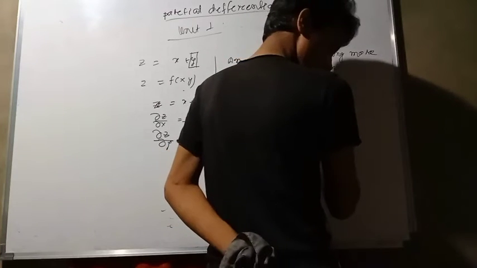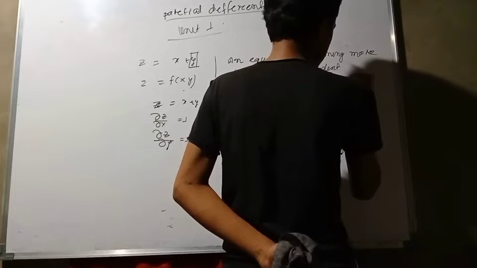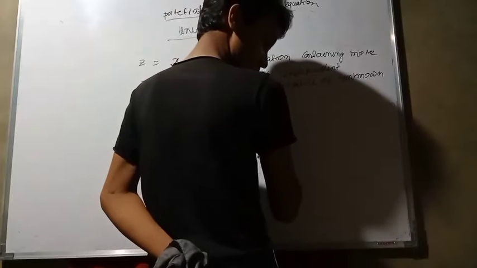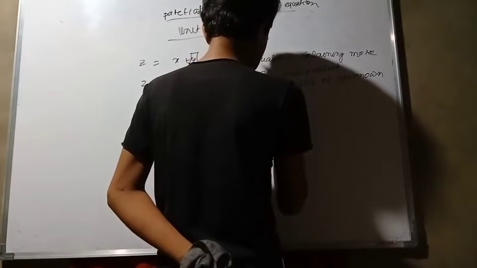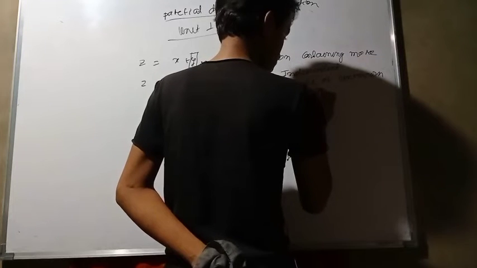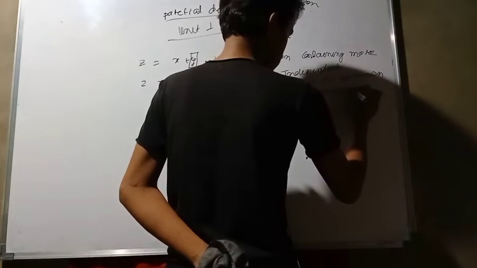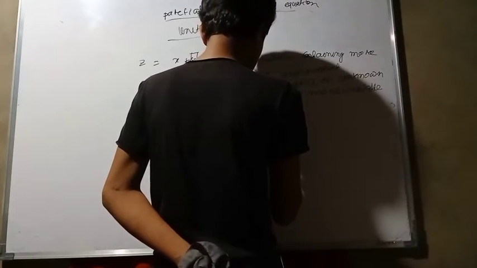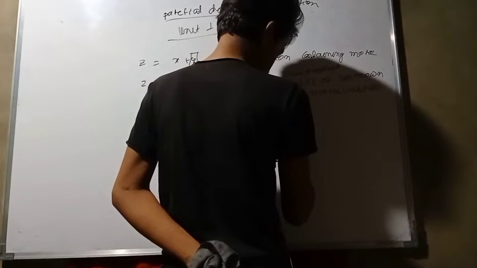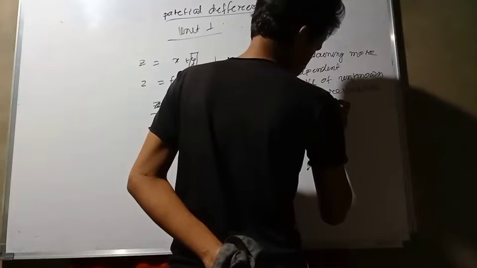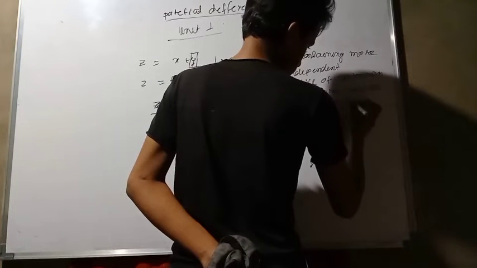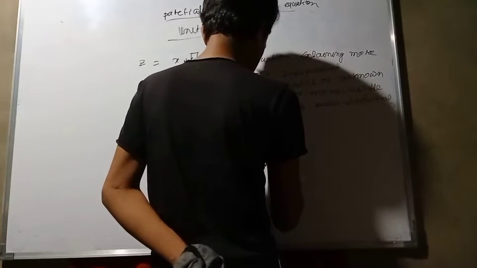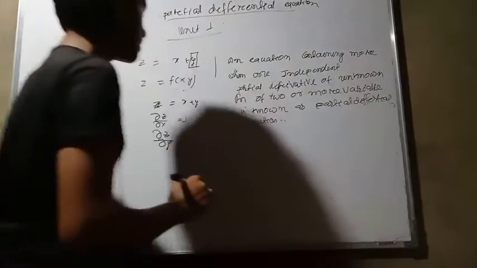A partial derivative of an unknown function of two or more variables is known as a partial differential equation. So basically this is the equation.